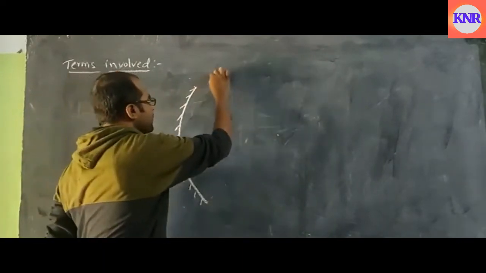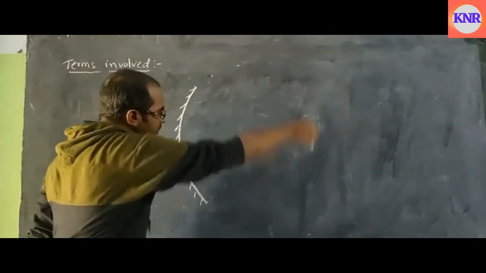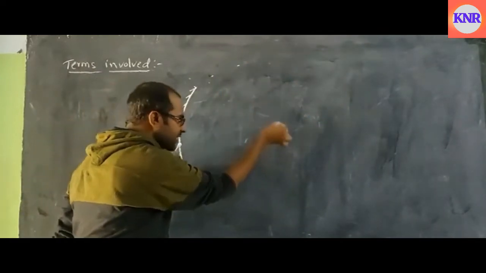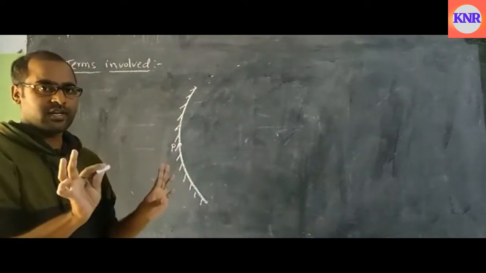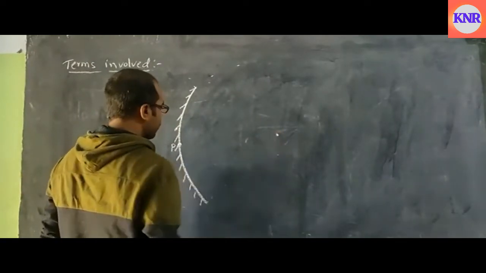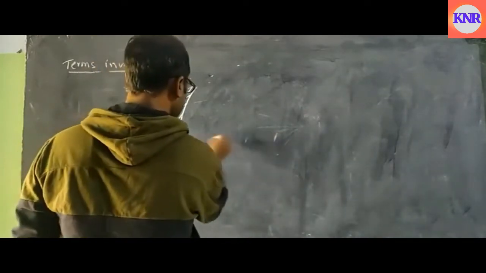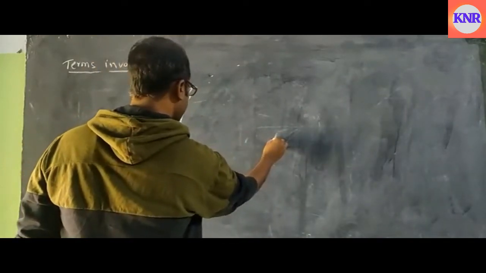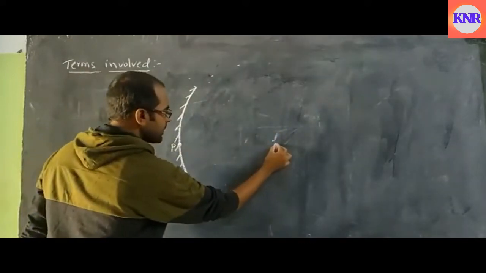If you extend this, it makes a circle or a sphere. For this sphere, there will be a center, right? That center will be the center of curvature for this mirror. Is it clear? So let us indicate here the center of curvature, C.